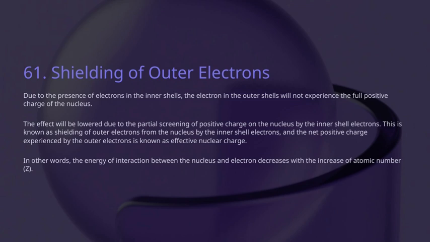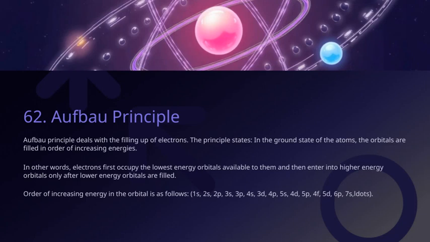This is a key concept to understand when we're talking about atomic structure and how electrons are arranged and behave across different elements. Let's take a closer look at the order of increasing energy in atomic orbitals. The sequence, starting from the lowest energy, goes like this: 1s, 2s, 2p, 3s, 3p, 4s, 3d, 4p, 5s, 4d, 5p, 4f, 5d, 6p, 7s, and so on.